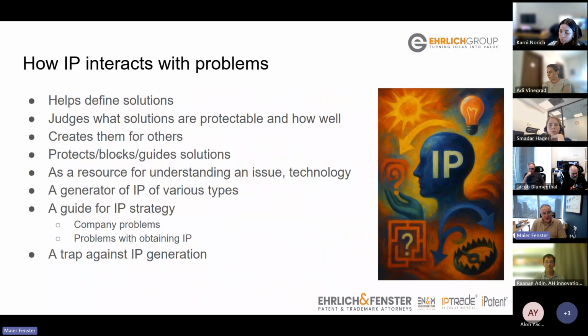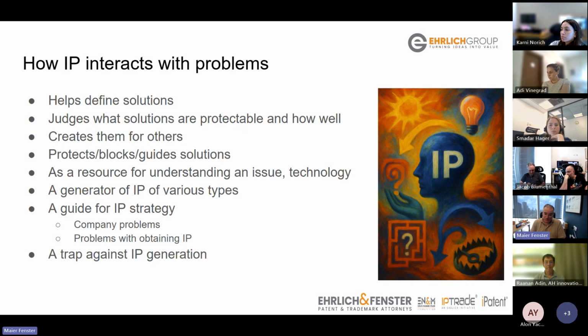You've probably already noticed that IP interacts a lot with problems. How? It can help define solutions. It can judge what solutions are protectable and how well they're protectable. As mentioned multiple times, it can create problems for others. It can protect solutions or block solutions, or it can guide you or other people to get to certain solutions.